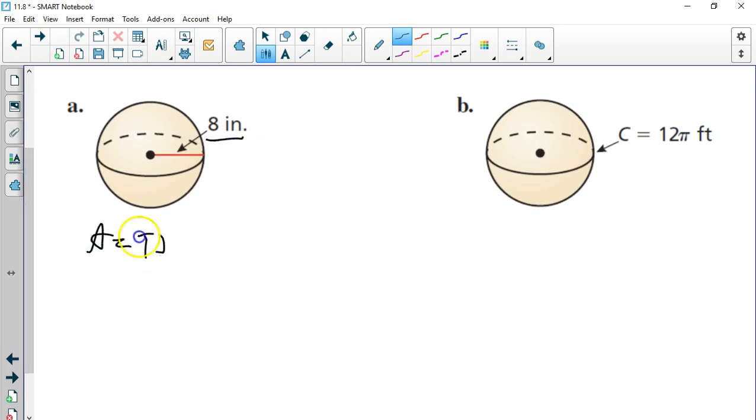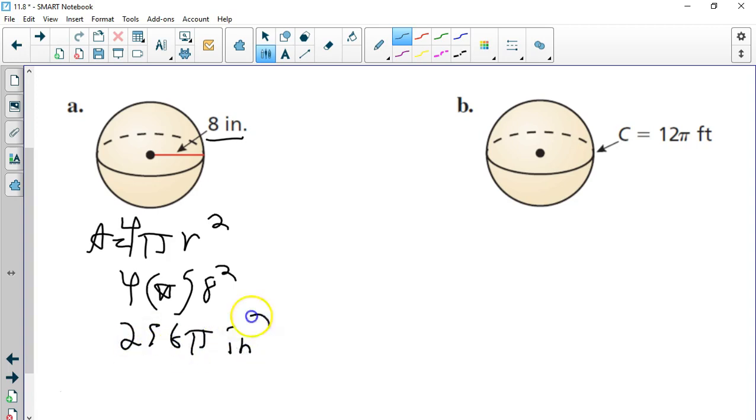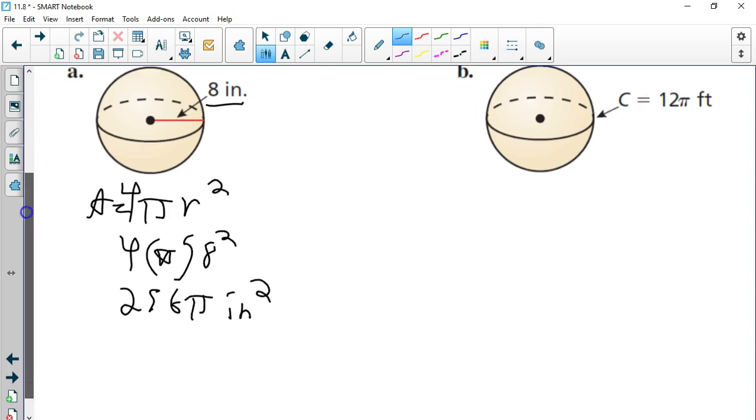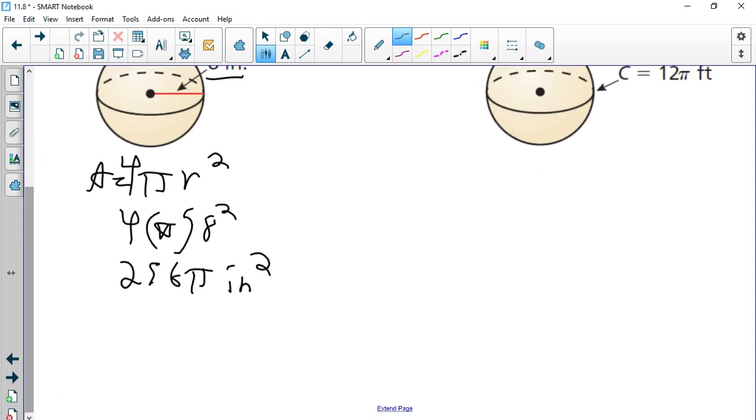So we start off with our formula, pi r squared, but don't forget that 4 there. So 4 times pi times 8 squared. So that's going to be 64 times 4. Okay? So just type in your calculator 64 times 4, and you get 256 pi inches squared. Now, even though this is a 3D object, we're just covering the outside, so it's still area, which is a square measurement. And if you multiply that out, you get 804.25 square inches.